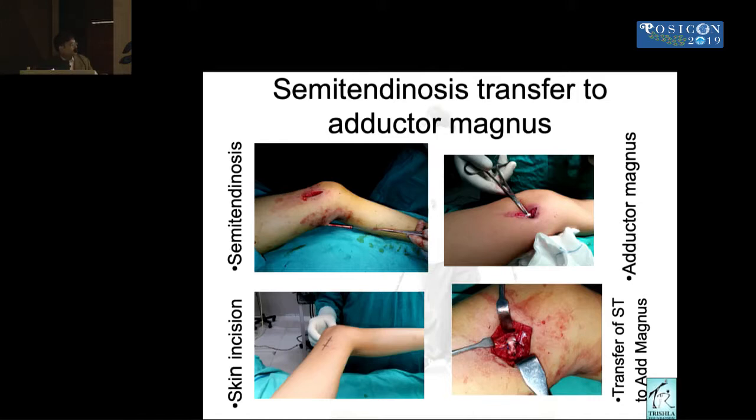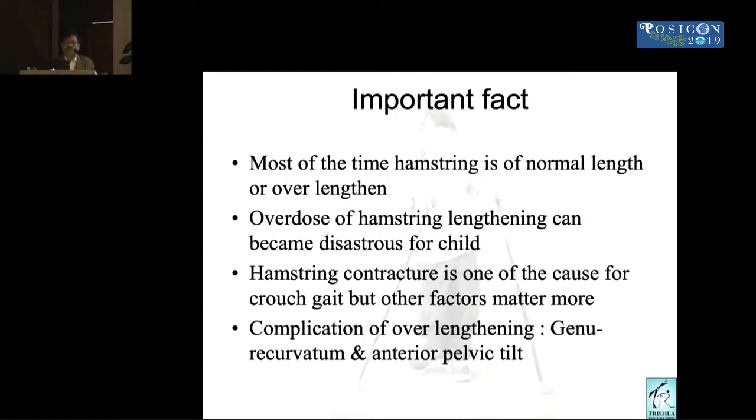In nearly 30 degrees of hip flexion at this position, proper tightening should be there. By this technique, we can manage the hip; there are pelvic tilt problems in hamstring muscle lengthening. Most of the time, the hamstring is of normal length or over-lengthened. So, as much as we can, we should avoid hamstring lengthening, because an overdose of hamstring lengthening can become disastrous for every child with cerebral palsy.